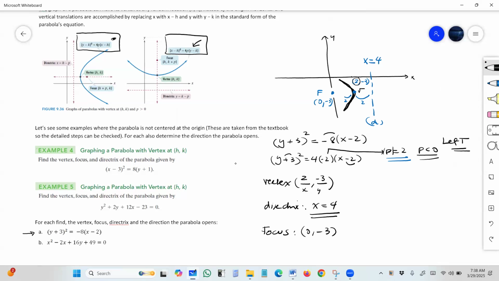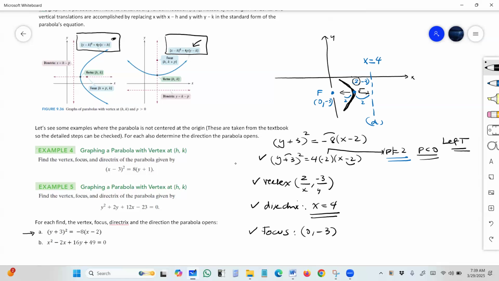0, negative 3. So here it is. The standard form of the parabola, the vertex, the directrix, and the focus. Okay, that's all you need to do. It takes a little bit of getting used to, but once you position yourself at the vertex, it's a lot easier to find the focus because it's p units into the parabola, and to find the directrix because it's p units away from the parabola. P units in absolute value, right?